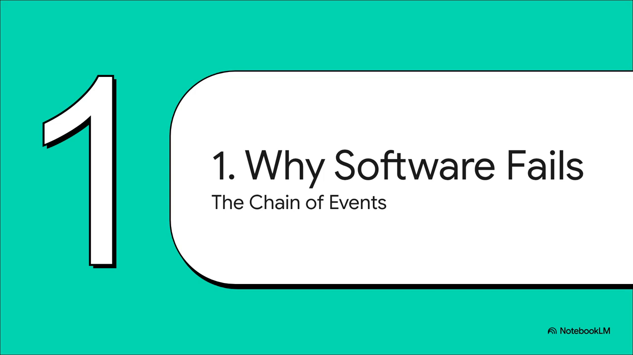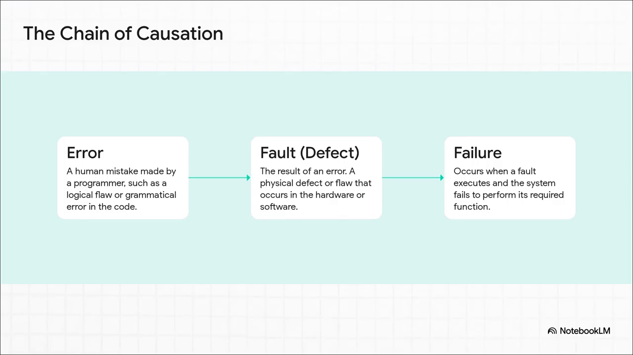It's not just random chaos. There's a really clear chain of events that leads from a tiny human mistake all the way to that app crashing on your phone. Okay, this is super important. It all starts with an error. That's just a human mistake, maybe a typo or a simple logic flaw made by a programmer having an off day.